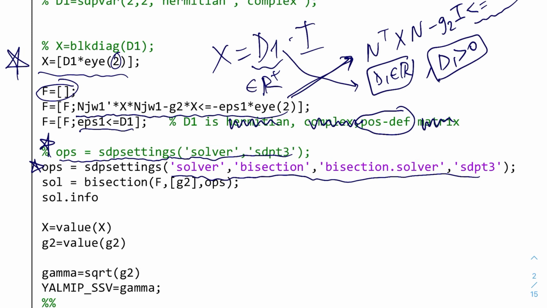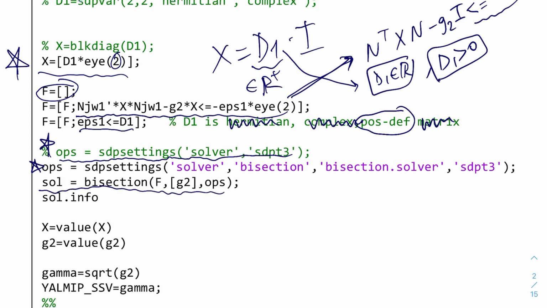Because in that line, you're basically saying, hey, I am using SDPT3 as my SDP solver, and the problem that I'm entering is a bisection problem. So this line kind of means that. Okay, so let's not worry about the specifics.